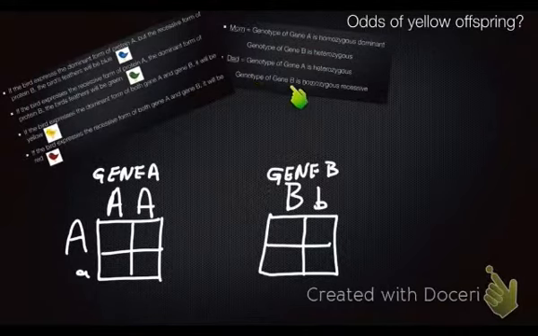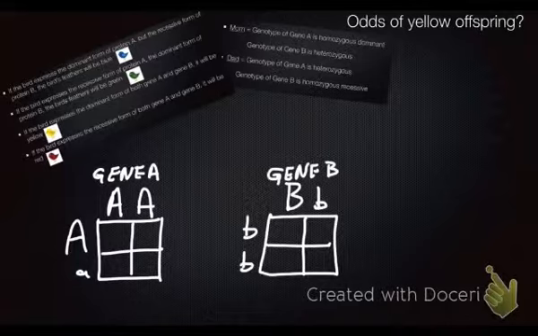Dad is homozygous recessive, so he'd have, that was not a very good B. Let's try that again. He'd have a little b and a little b. And now we go and we do the cross. So when these parents go to make babies, dad could give big A, mom could give little a.